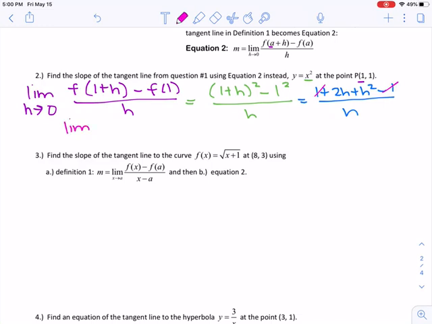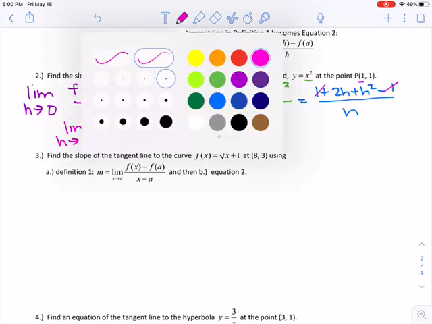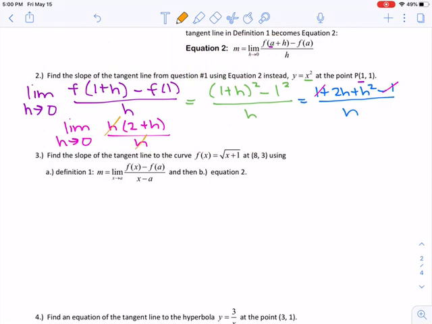So I've got the limit as h approaches 0 of h times 2 plus h, over h. And we can cancel out the h in the numerator and the denominator. Now when I plug a 0 in, 2 plus 0 is 2. So we get the same slope by using a formula that's a little bit more of a general formula.